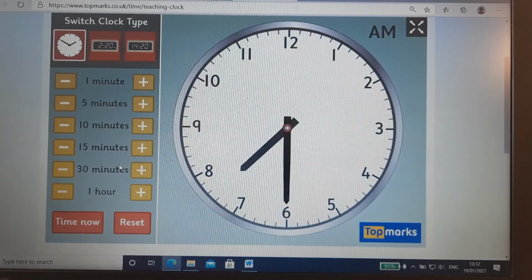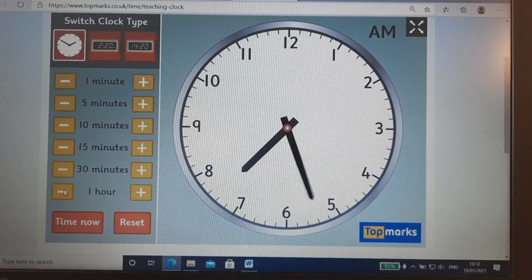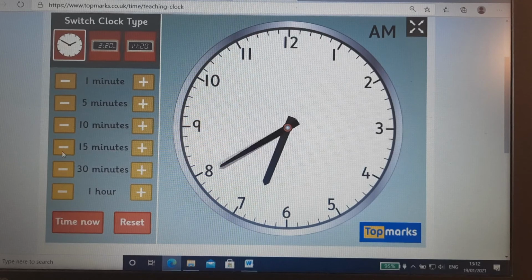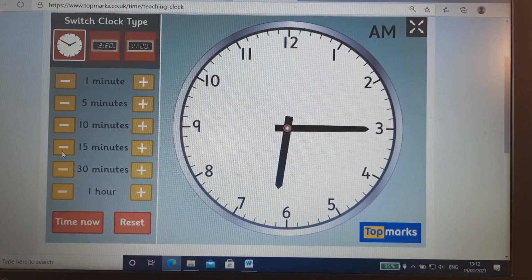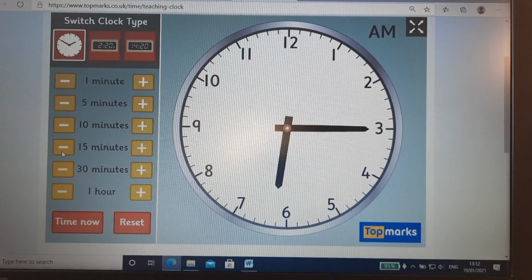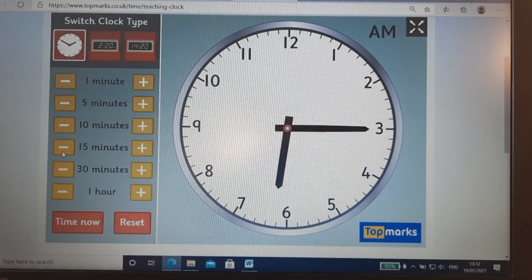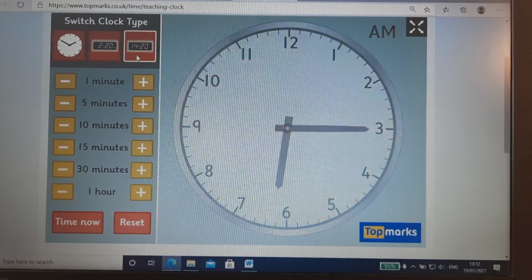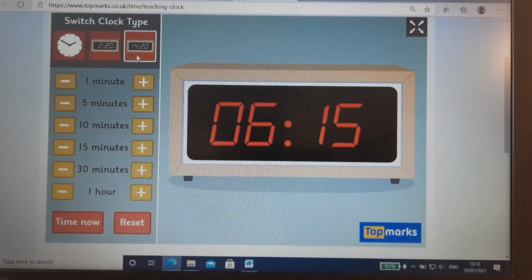Let's go back and we'll do one more. Okay, we have a new time in 24 hours clock. What would that be written down in the 24 hours clock? Press pause whilst you do it. Okay, so here we have 06:15.